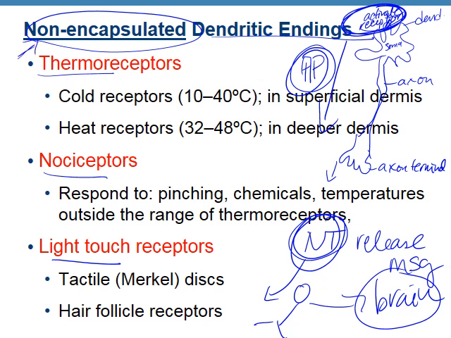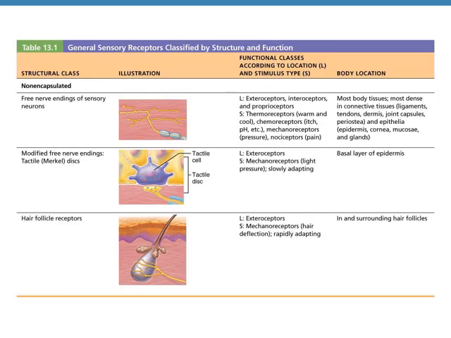So these are the non-encapsulated ones. They aren't covered with connective tissue. So here's the table. You can see free nerve endings, non-encapsulated. They're showing you tactile cells, hair follicles, and they mention thermoreceptors, some chemoreceptors, some nociceptors.